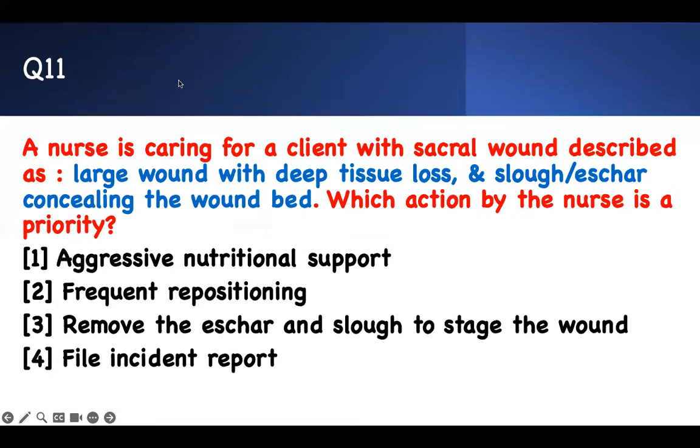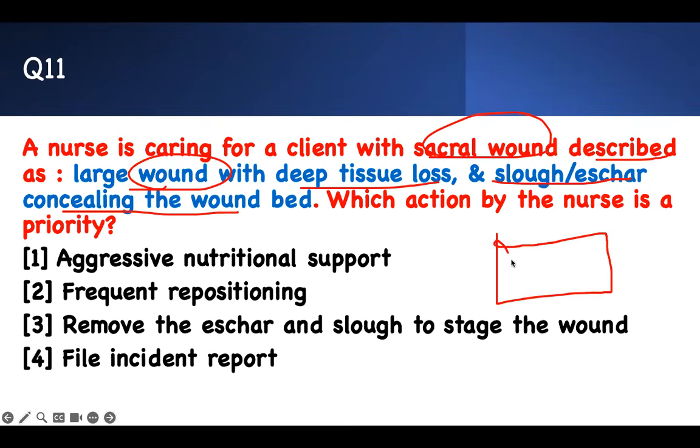Next question. Number 11. A nurse is caring for a client with a sacral wound, described as what? It's a large wound, deep tissue loss, slough and eschar concealing the wound. The same question, sloughing off, and you have all this deep. You don't see the base of the wound. Which action by the nurse is a priority?